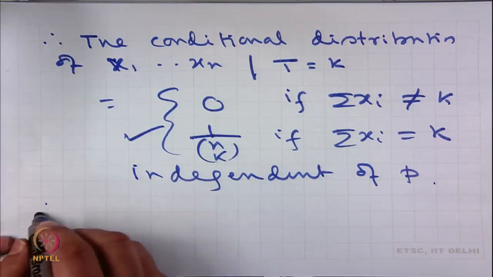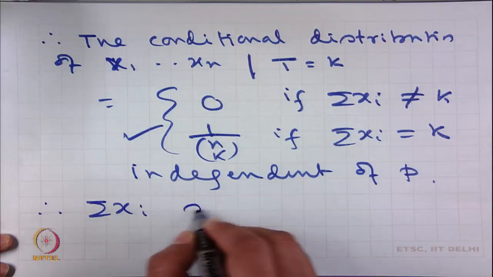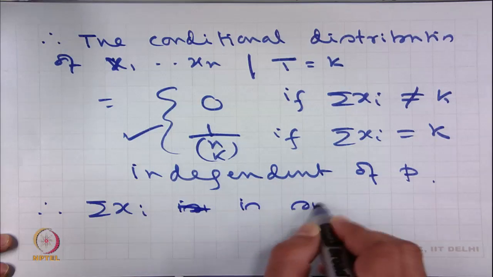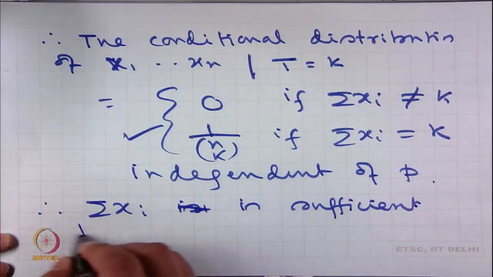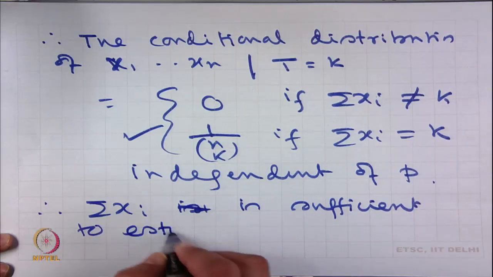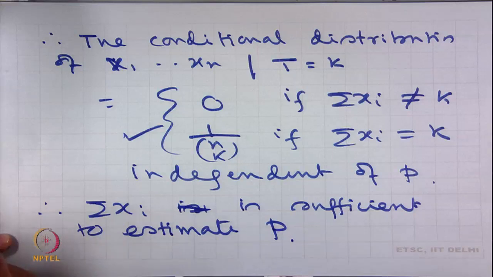Therefore, sigma Xi is sufficient to estimate p, and this we have argued already.